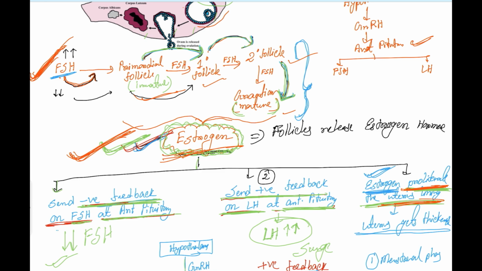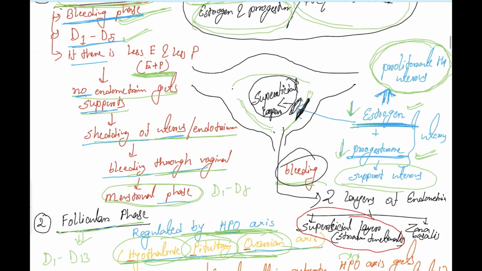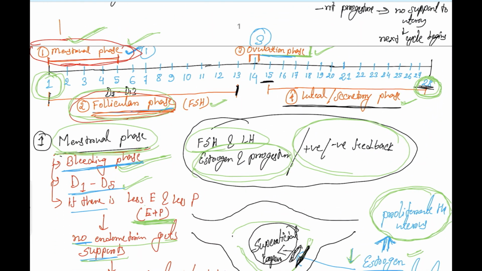Which phase is variable in length? The menstrual cycle has a total of 4 phases, right? Menstrual phase, follicular phase, ovulation phase, and your luteal phase. So the luteal phase is the constant phase, you have to remember. The follicular phase is the variable phase, you have to remember.